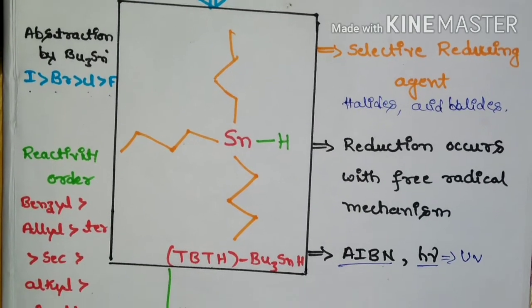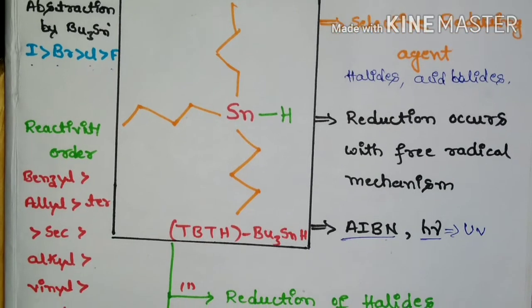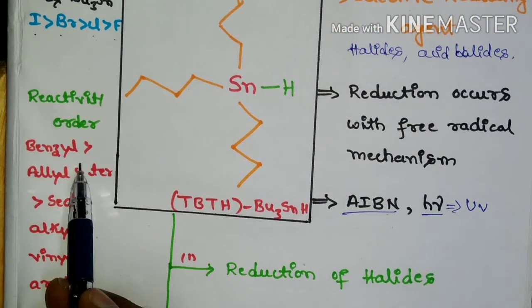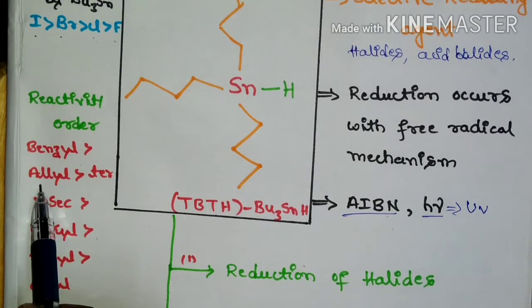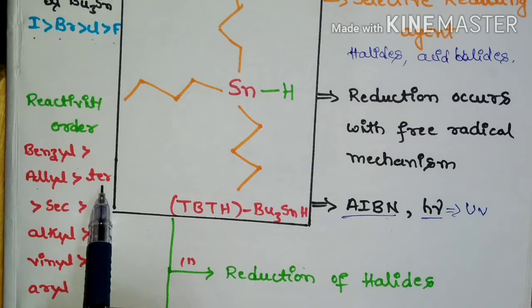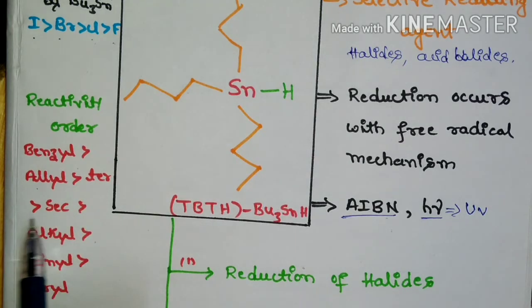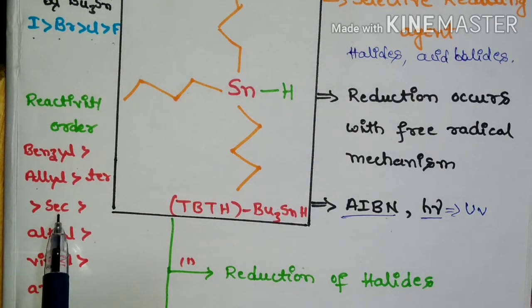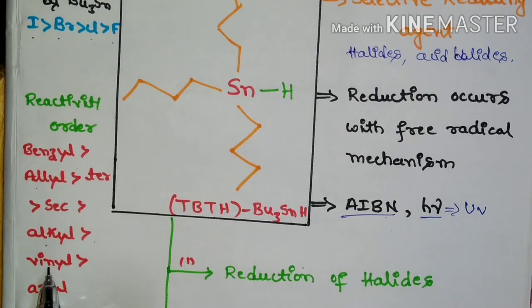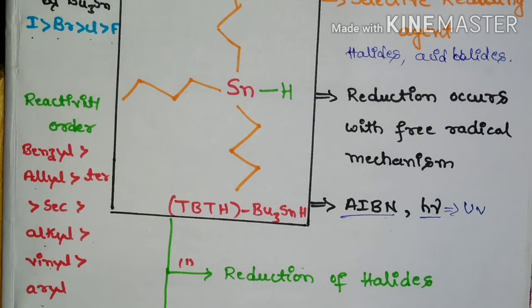And if you come to the reactivity order of different halides, the order will be benzyl halides are more reactive than allyl halides. Allyl halides in turn are more reactive than tertiary halides. Tertiary halides in turn are more reactive than secondary, followed by alkyl, followed by vinyl, and least will be aryl.